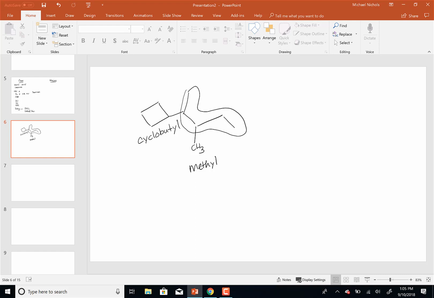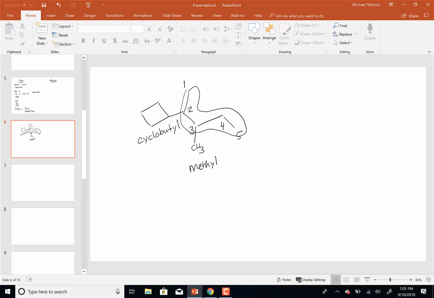So now we just use alkane rules. Number from the end closest to the first substituent. Over here it'd be 1, 2, 3 to get to the methyl group. Here it's 1, 2 to get to the cyclobutyl. So it's 1, 2, 3, 4, and 5. So it's pentane. And that's basically it.